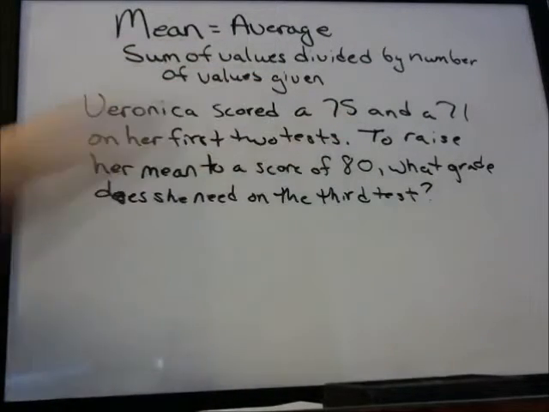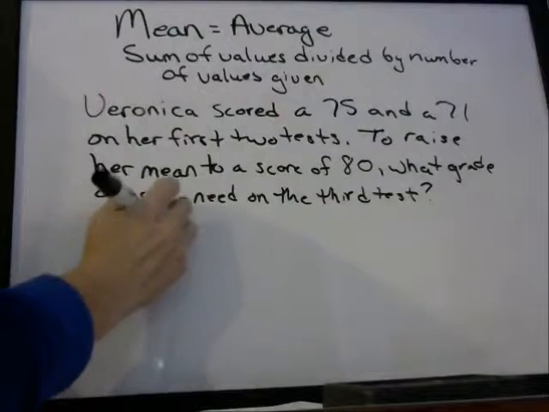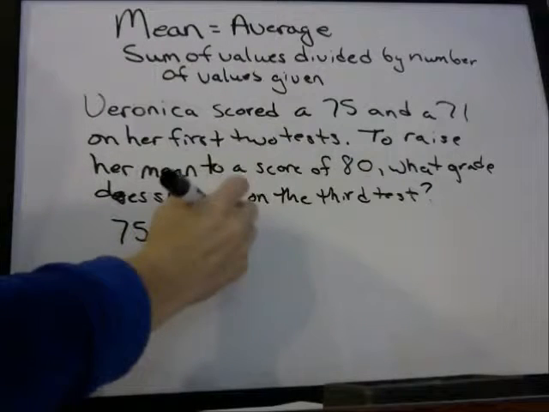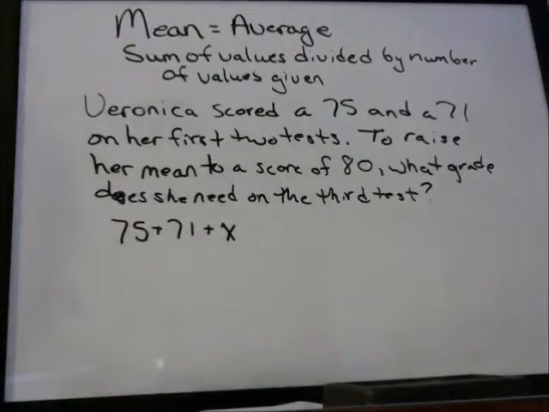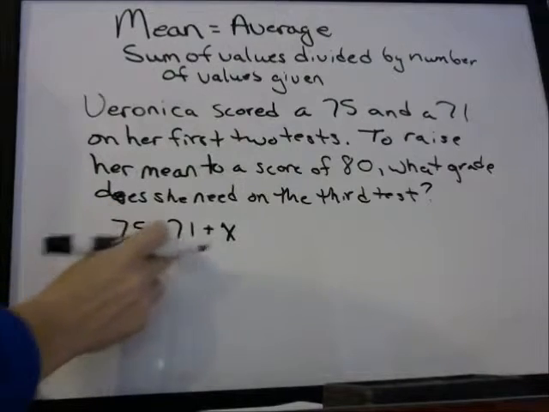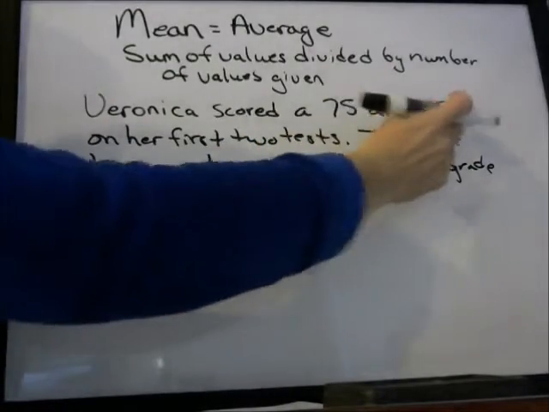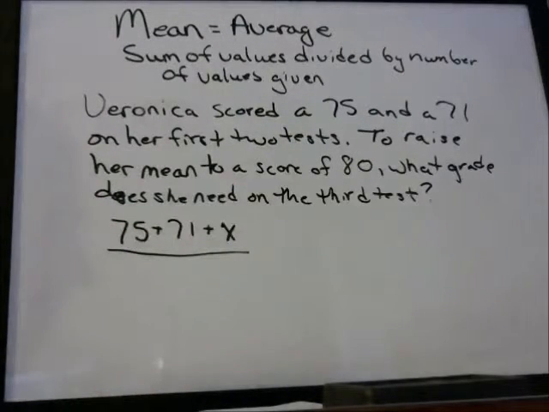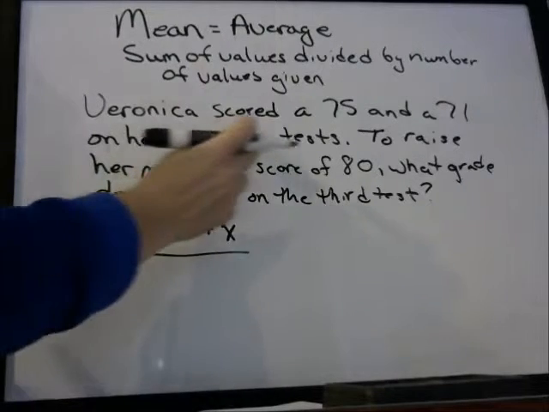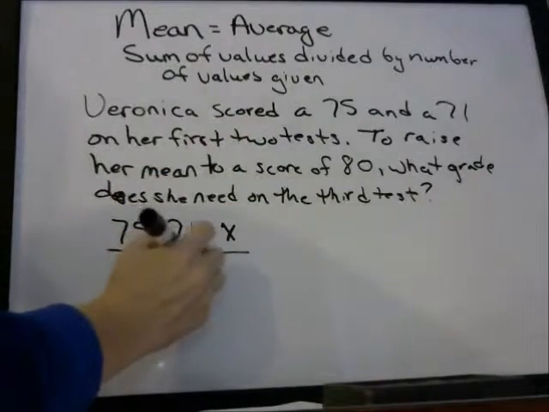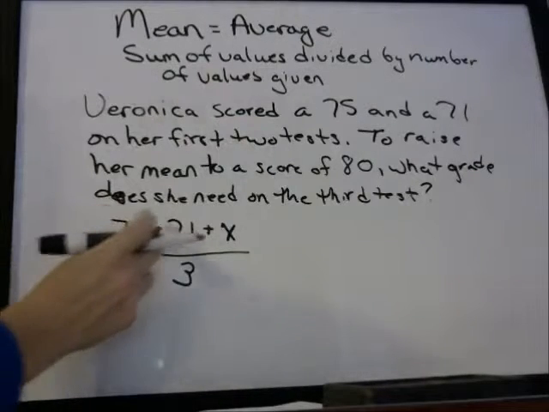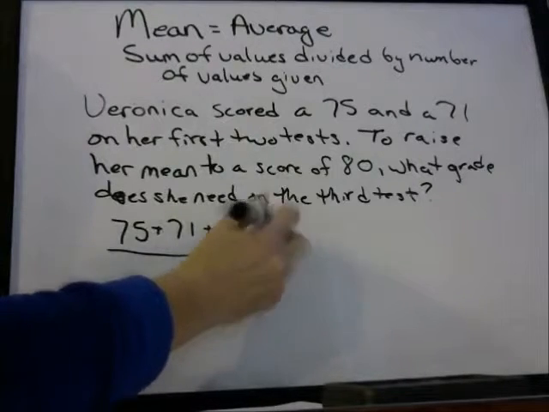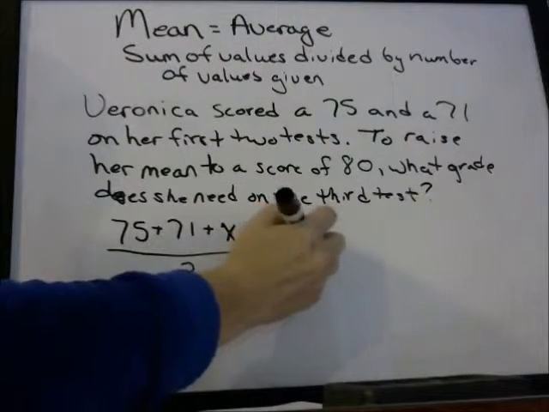Sum of the values, so we have 75 plus 71 plus our third test, which is what we're trying to figure out. So we're going to call it x. So the sum of the values, our 75, our 71, and then whatever we're going to get on the third test, we're going to divide that by how many tests we are going to take. We've taken two, we're going to take a third, so that'll be 3 tests total. If we add our scores from all 3 tests, divide by 3, that's going to give us our average. And we want our average to be 80.